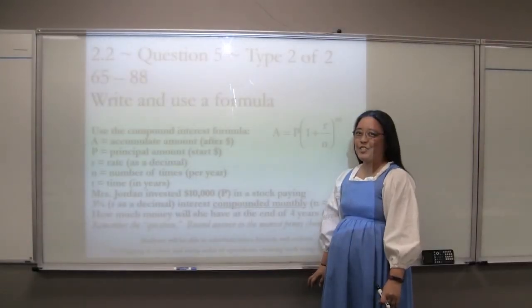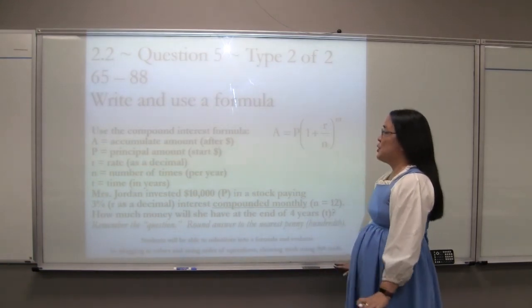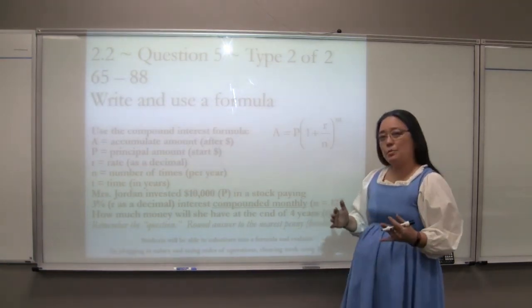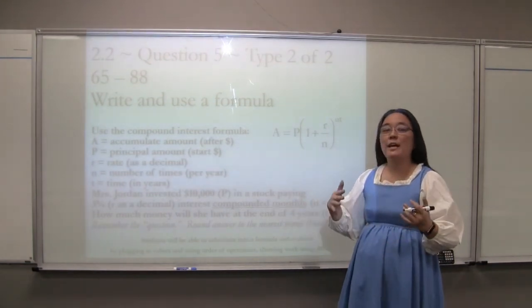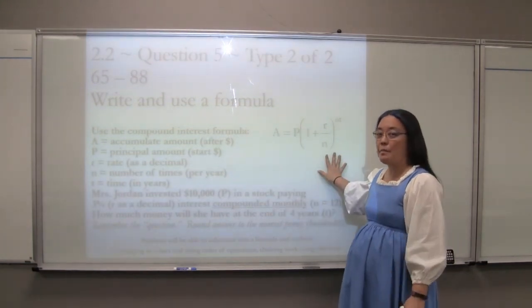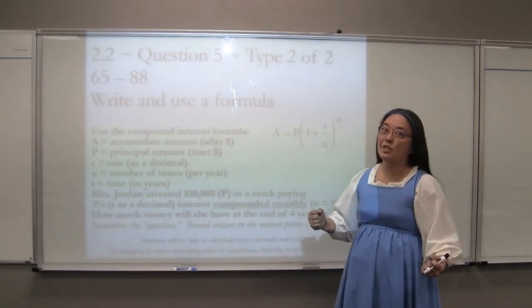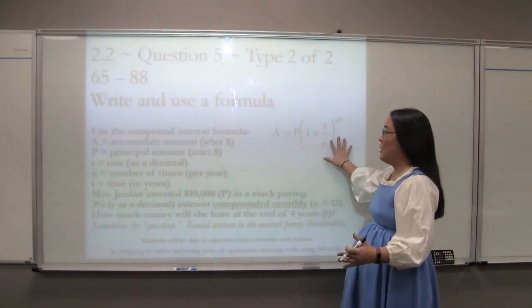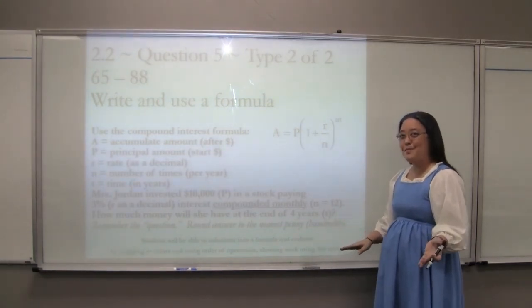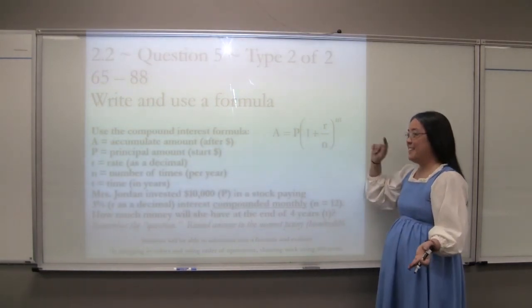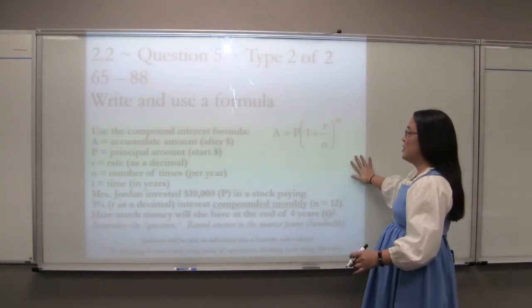Chapter 2, Section 2, Question 5, Type 2 of 2. This problem is here because we previously had a question on simple interest. This is compound interest, and this is how money actually works. So the compound interest formula is much more complex than the simple interest formula because that was simple. This is complex. All right, so compound interest formula.